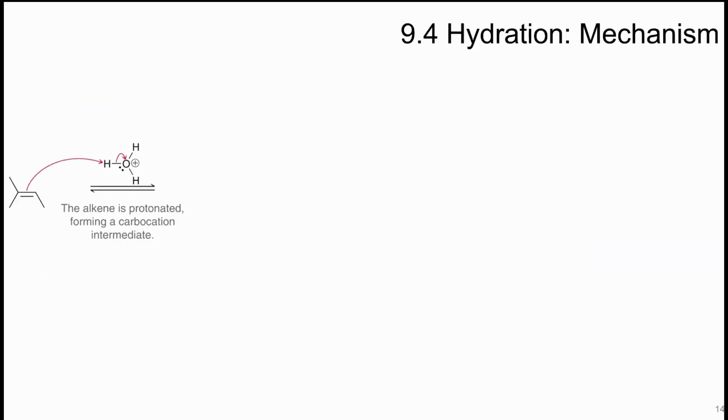The mechanism for this one is almost identical to the hydrohalogenation mechanism. A proton transfer first. Hydrogen goes to the less substituted. A carbocation forms. Water is going to act as the nucleophile. A carbocation is the electrophile. And there's a nucleophilic hug.